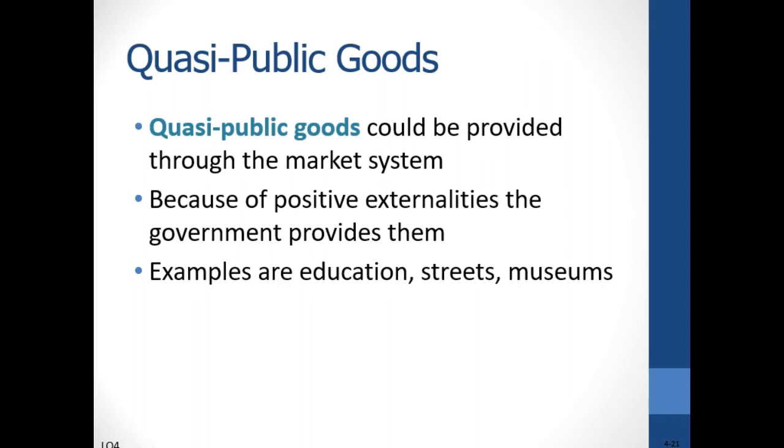So our key point from this presentation is that quasi-public goods could be provided through the market system, but because of positive externalities, our key point, the government provides them.